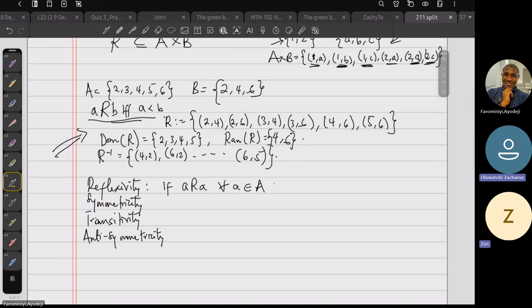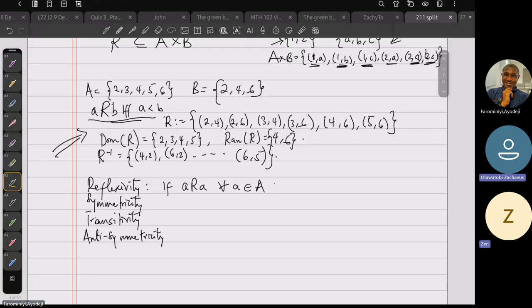A quick question, sir. Let's say set A, the relationship on set A, we are not looking at the B. Well, it is just a subset of A cross A. So it depends on what you are defining it on. We are going to see an example with integers now.